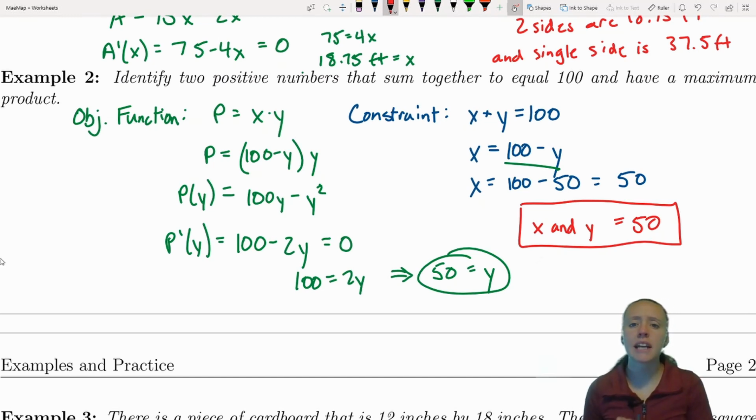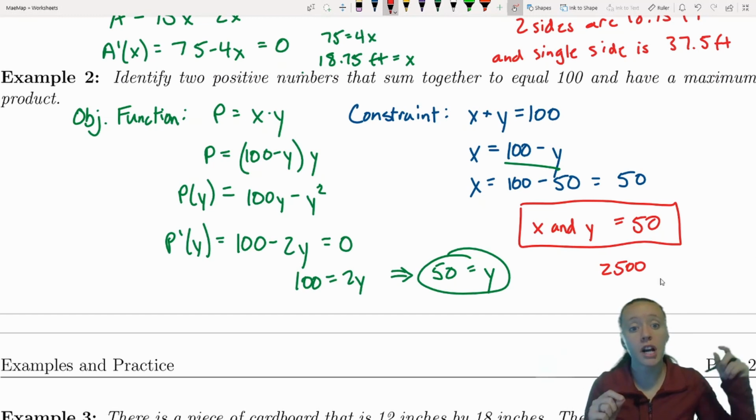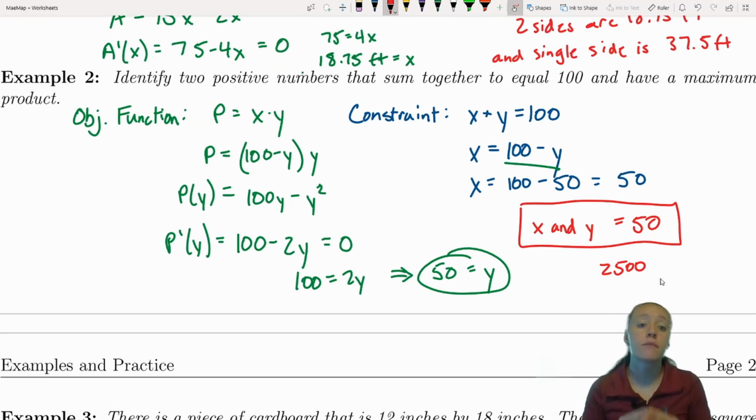If I tried to use any other number, let's say 49 and 51, right? 49 plus 51 equals 100. What happens when we take the product of that? Well, if we know the product of 50 times 50 is 2,500, even if we go one lower and one greater for each of my individual numbers, 49 times 51 is going to equal 2,499. So not quite that 2,500. This is definitely the maximum.